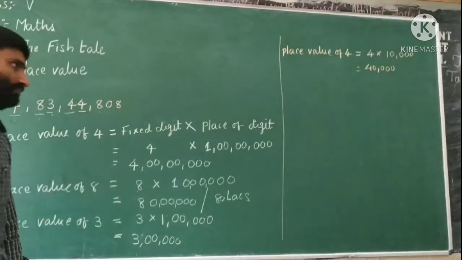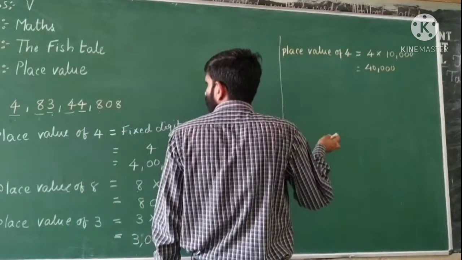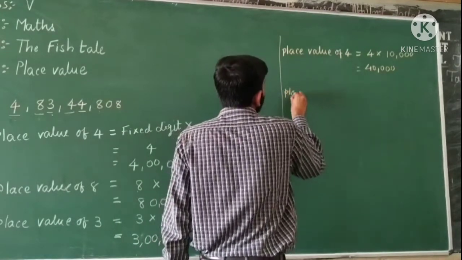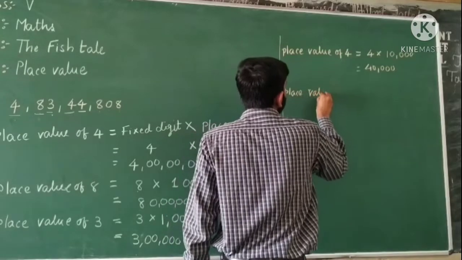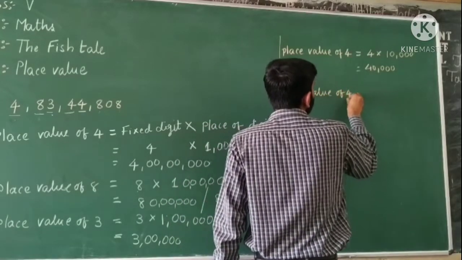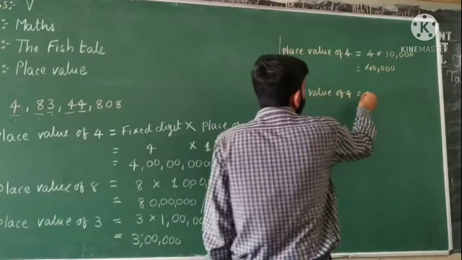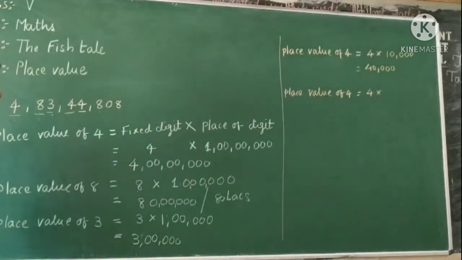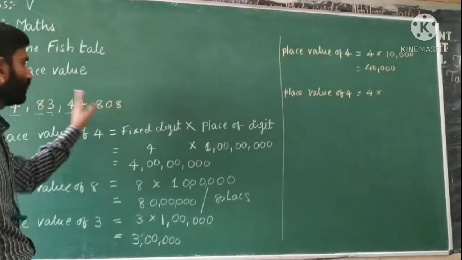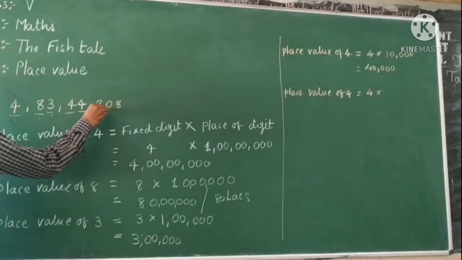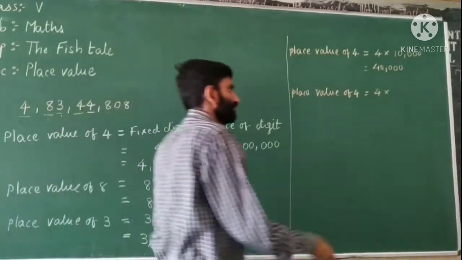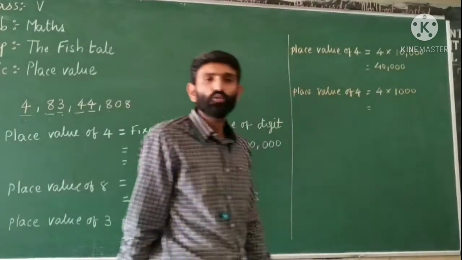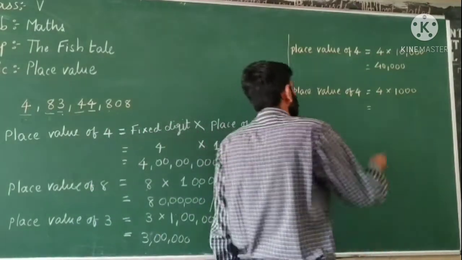That is 4. Again, we will start it. Place value of 4 is equal to, see, the fixed value of 4 is 4 itself, and we will count the place of the 4. Ones, tens, 100, 1000. It is 1000. So 4 into 1000, the answer will be 4000.